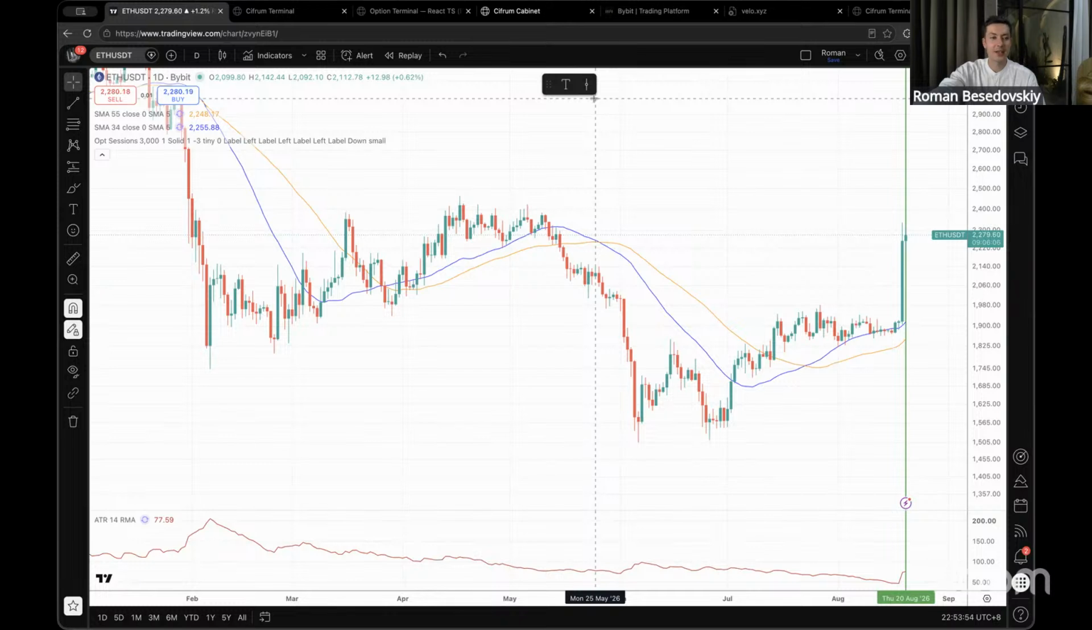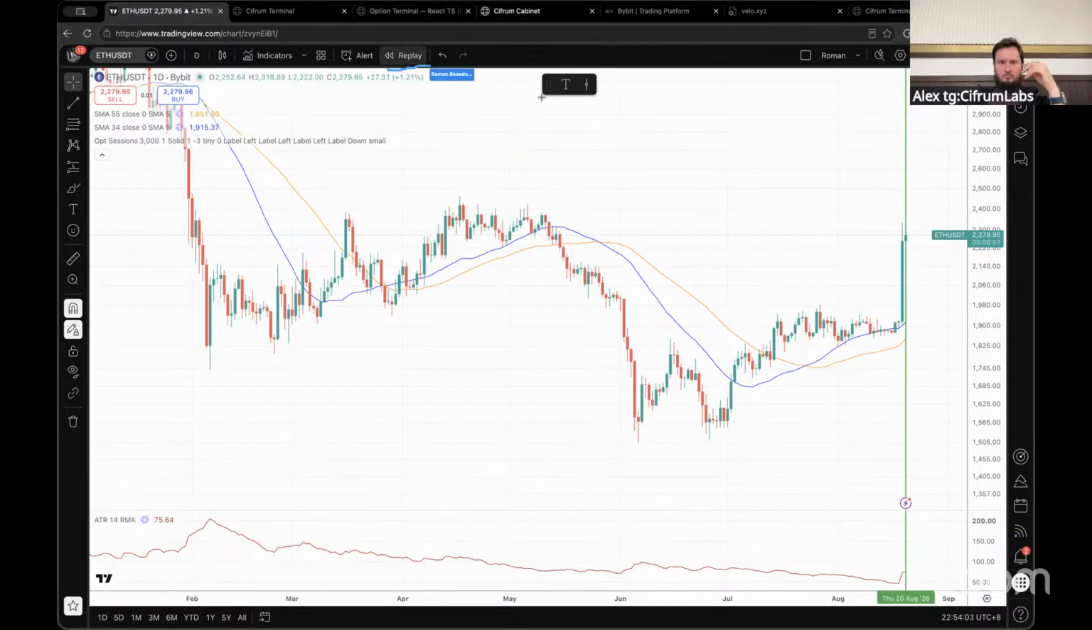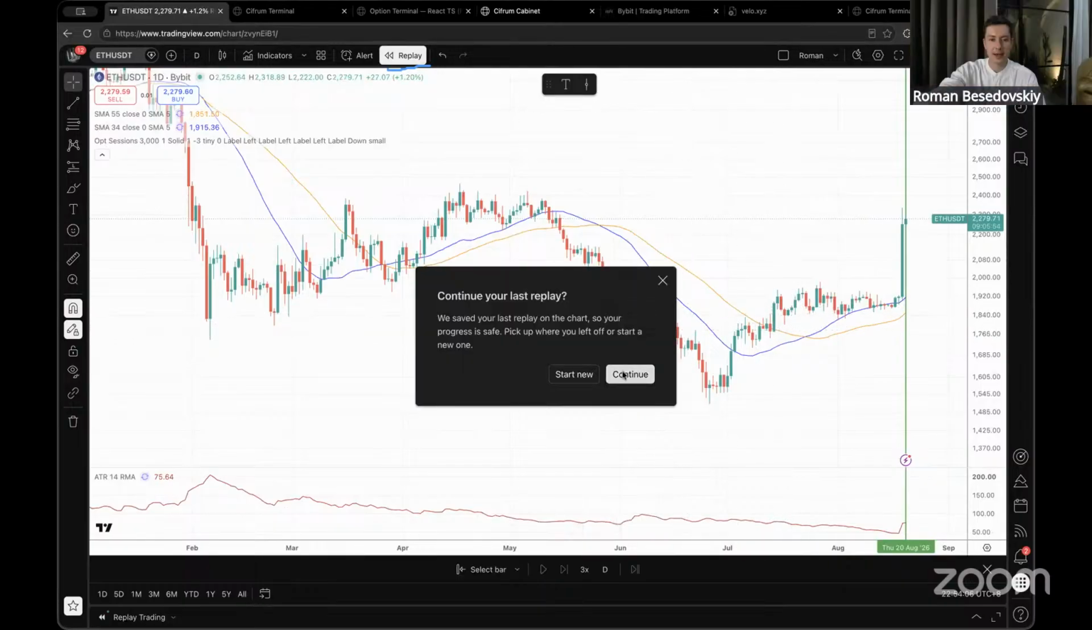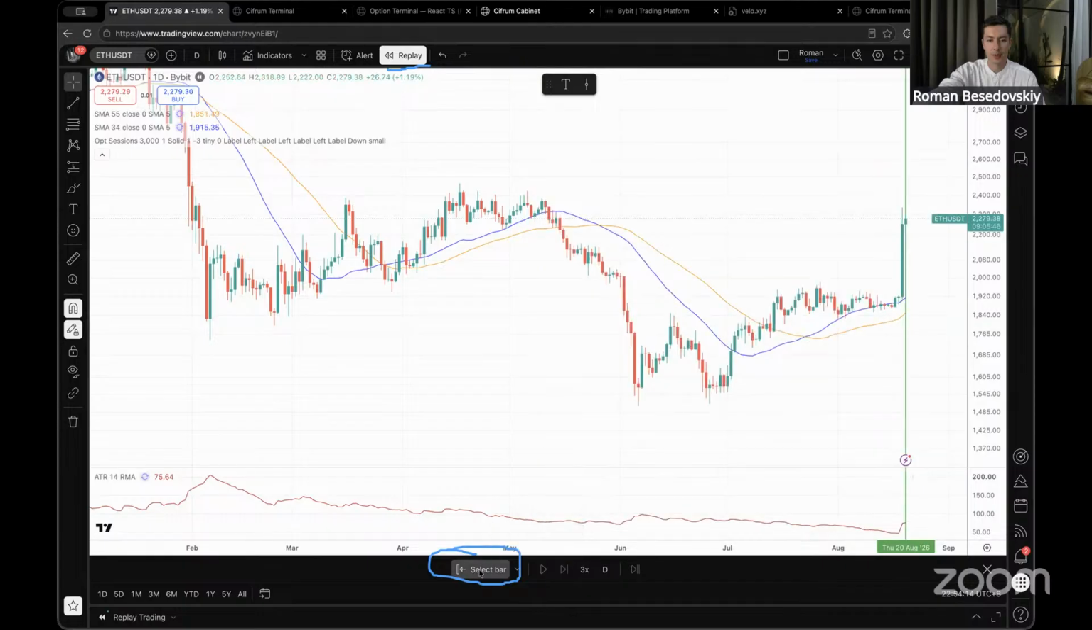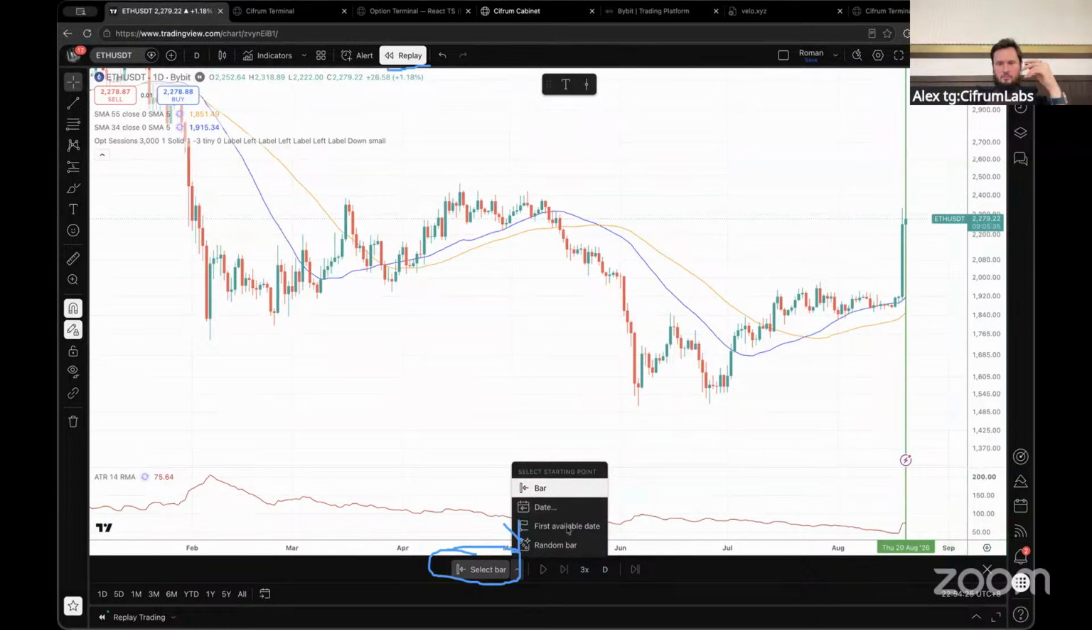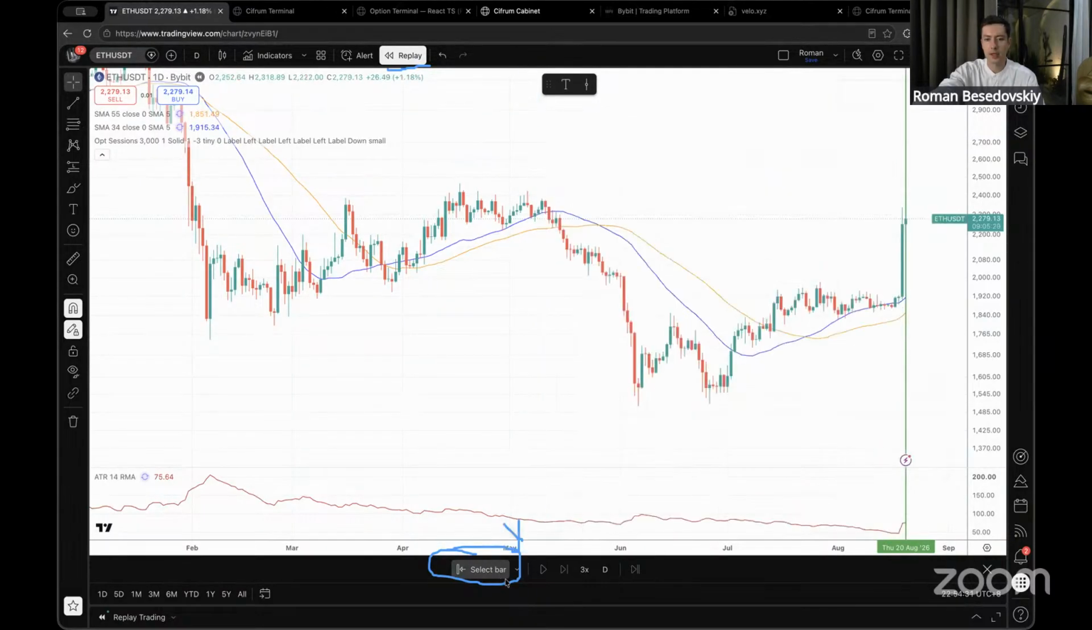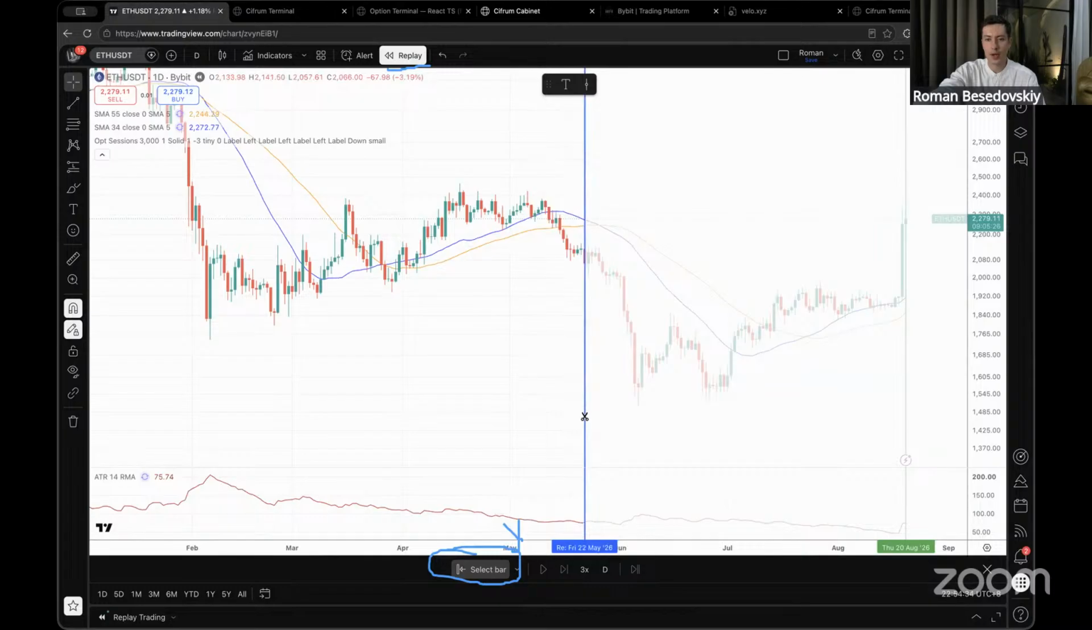So usually, you know what I'm doing? I'm making a replay. So here is replay. I'm making replay, and I'm making here not select bar, but can you show me what are the options? Make this arrow. Yes, that one. Okay. So bar date, first available. Yes, try to make it a bar. First one, yes. And cut it somewhere like here.